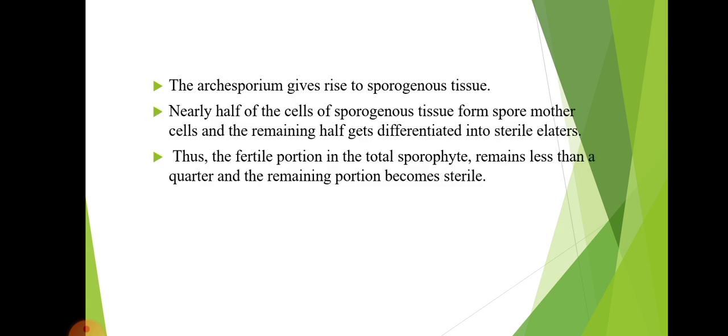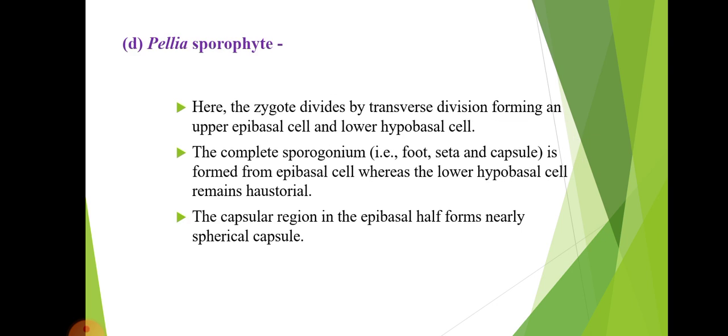The next, the archesporium gives rise to sporogenous tissue. Nearly half of the cells of sporogenous tissue form spore mother cells and the remaining get differentiated into sterile elaters. Thus, the fertile portion in the total sporophyte remains less than a quarter and the remaining portion becomes sterile.